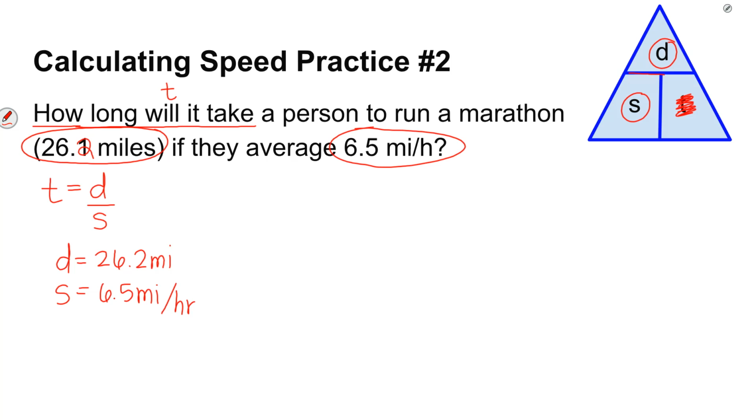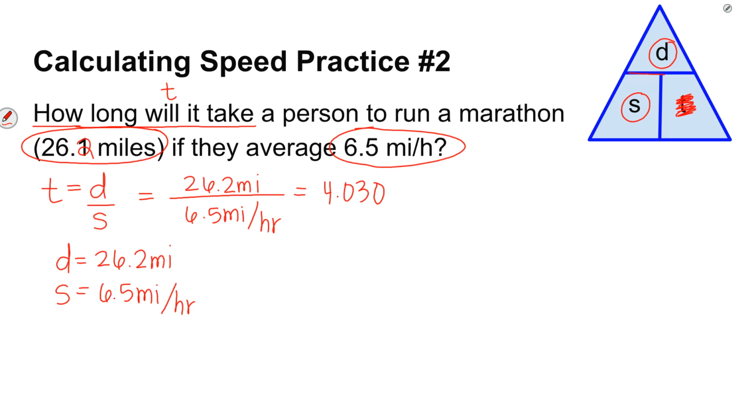Okay, I've done the hard work. I'm putting in my values now. Instead of D, I'm going to write 26.2 miles. And instead of speed, I'm going to write 6.5 miles per hour. Okay, I'm going to do my math. And I end up with 4.030 and a bunch of other stuff.